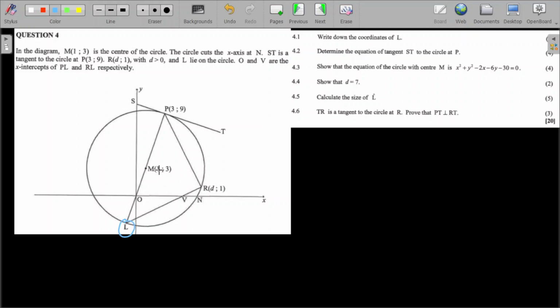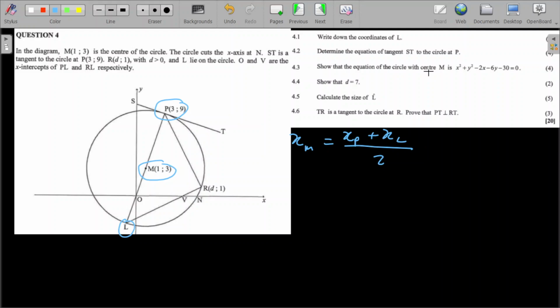Coordinate of L, we have this as a midpoint. I'm using the midpoint formula, calculating the midpoint to get this L. That's how you use it. X of M is equal to X of P plus the X of L, all over 2. You get the same thing for the Y. Use the same thing here. 4.2, hopefully we did get these marks there from calculating the coordinate of L.